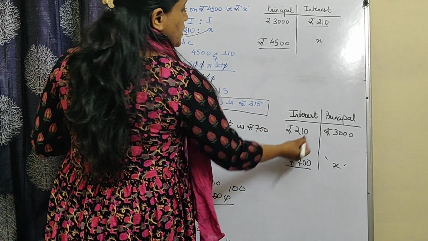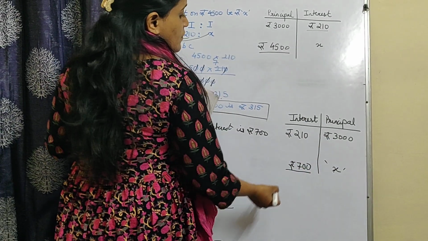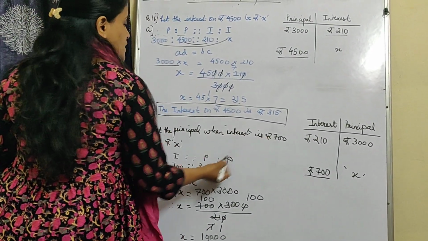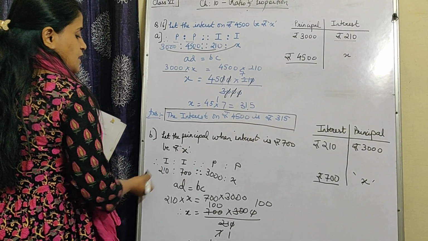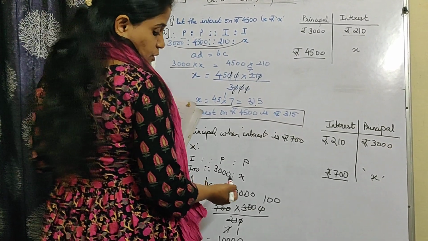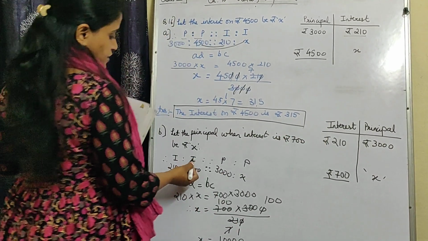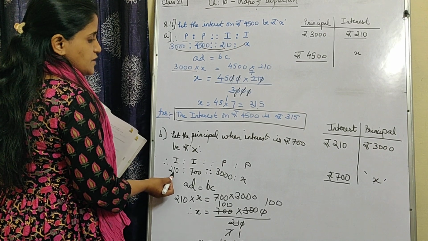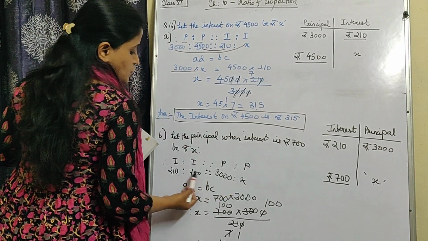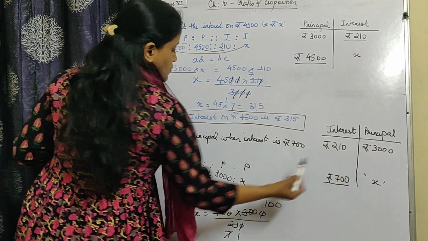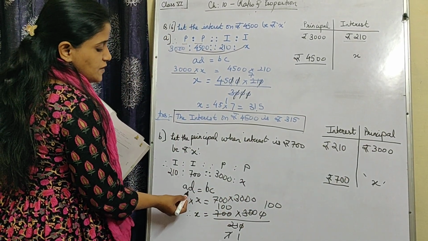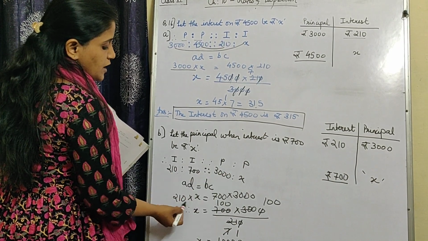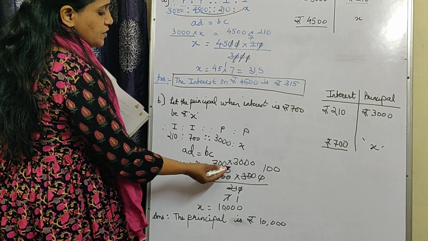So when interest is 210, the principal is 3000. When interest is 700, how much is the principal? So let the principal when interest is 700 rupees be x. Let us write in the proportion format. Interest is to interest as principal is to principal. So 210 is to 700 as 3000 is to x. For proportion, what is the condition? AD is equal to BC. So AD is 210 into x is equal to 700 into 3000.